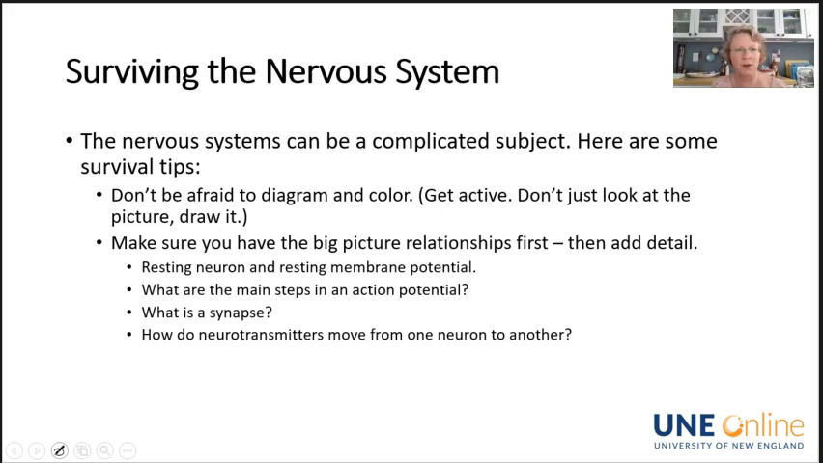This lecture was focused on what's a resting neuron and what's the resting neuron membrane potential. What are the main steps in an action potential? What is a synapse? How do neurotransmitters move from one neuron to another? You do that first, then details. And get on the internet. Use animations. They are so valuable. I would have loved animations when I was in college. I would have done things that probably aren't even legal for them.